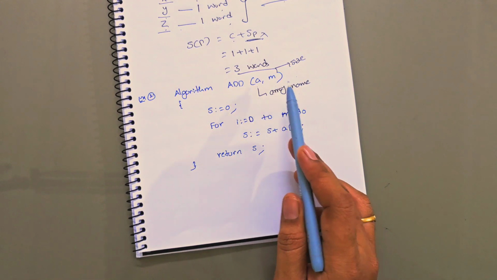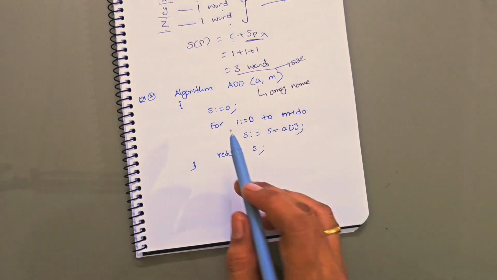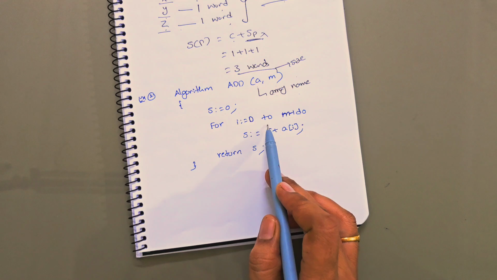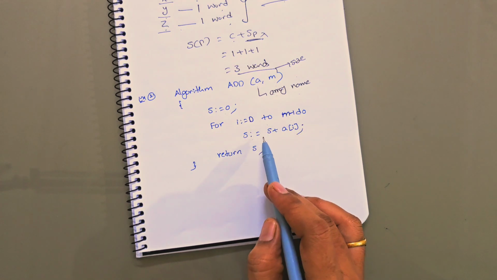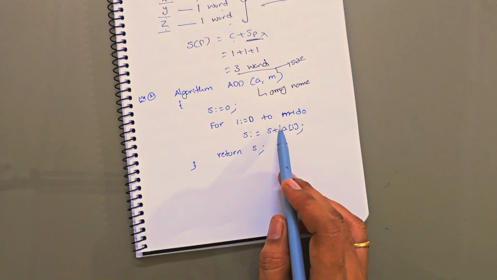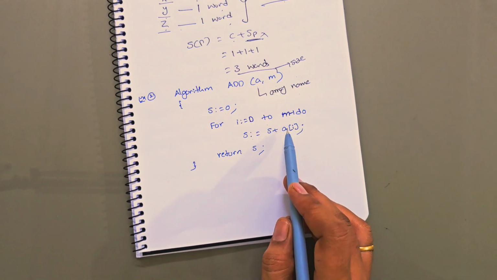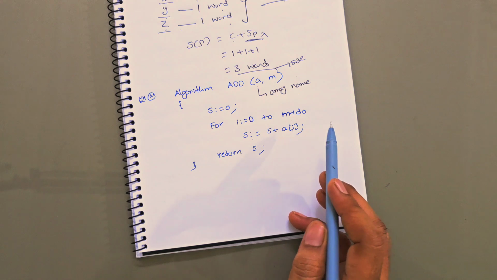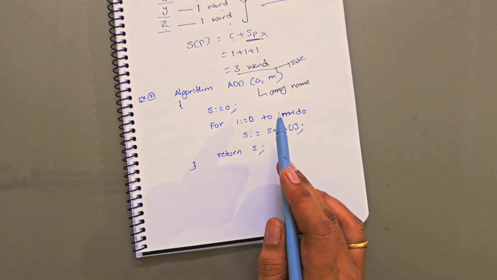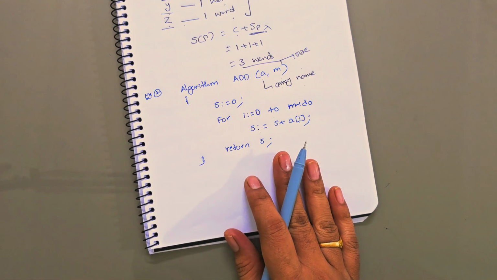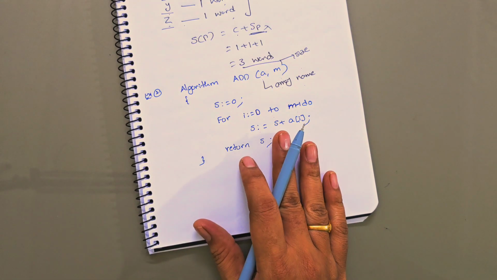Next example, this algorithm represents the addition of all array elements, the sum of array elements. Here A is the array name and M is the size of the array. Initially the S value is 0. Next, for I equal to 0 to M minus 1, do S equals S plus A of I. So we are adding all array elements index by index. First it will add the 0 index element. Next the I value will be incremented by 1. Next it will add the 1 index element. Next it will add the 2 index element, like that based on the array size. So we will see how to calculate the space complexity of this algorithm.